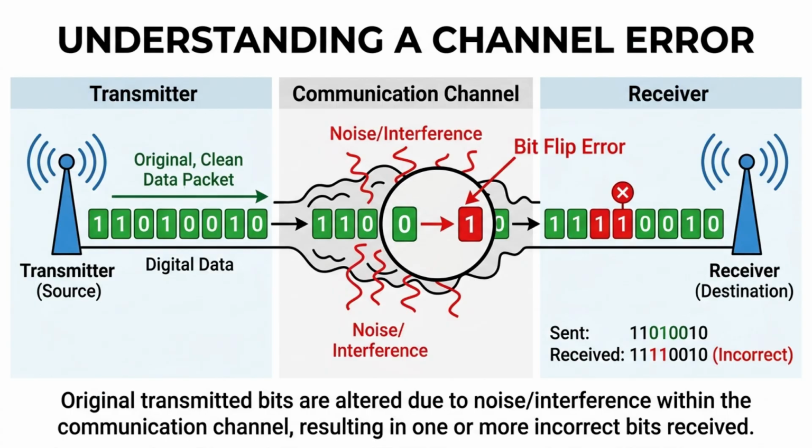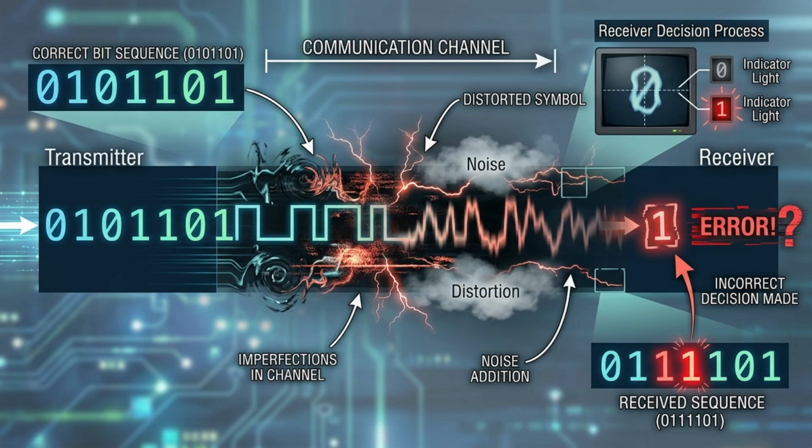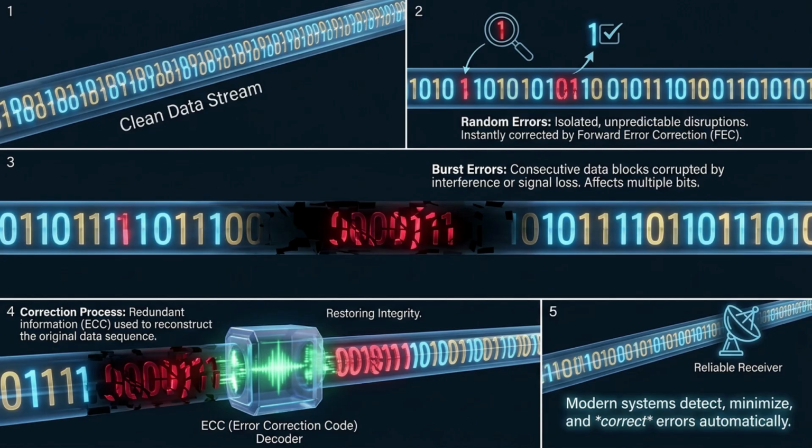A channel error occurs when one or more transmitted bits are received incorrectly after passing through a communication channel. The transmitter sends the correct bit sequence, but imperfections in the communication channel modify the received signal. When the receiver decides whether each received symbol represents a 0 or a 1, noise and distortion may cause an incorrect decision. Channel errors may occur individually as random errors, or several consecutive bits may be affected together, creating burst errors. Modern communication systems are designed to detect, minimize, and often correct these errors automatically.